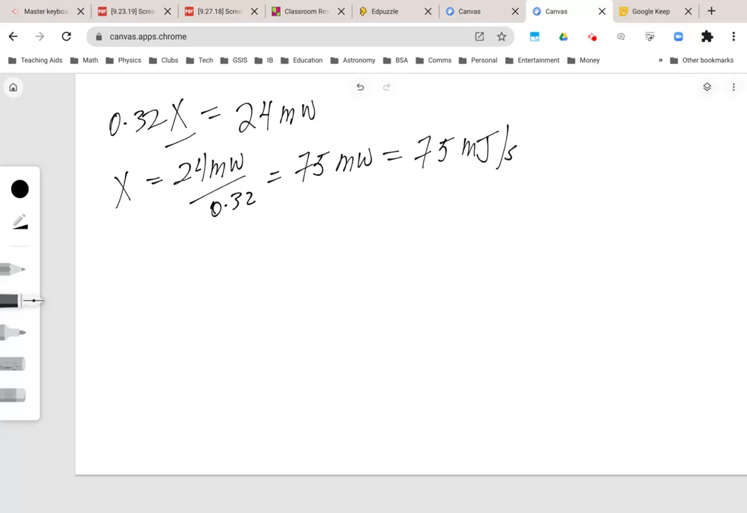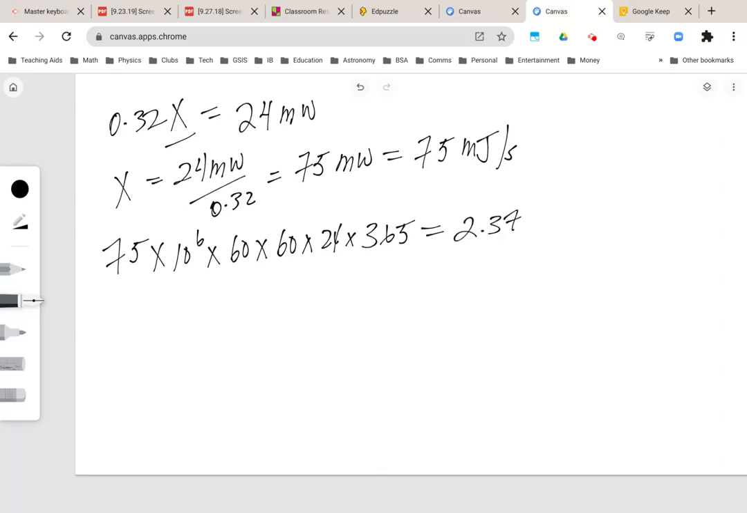And to figure out how much uranium we need to produce this much energy in a year, we have to multiply this by the number of seconds in a year. So we have 75, and that's megajoules, so that's 10 to the 6th joules, and there are 60 seconds in a minute, 60 minutes in an hour, 24 hours in a day, and roughly 365 days in a year. If you multiply all this out, you should get somewhere in the neighborhood of 2.37 times 10 to the 15th joules. All right, so that's how much energy we need.